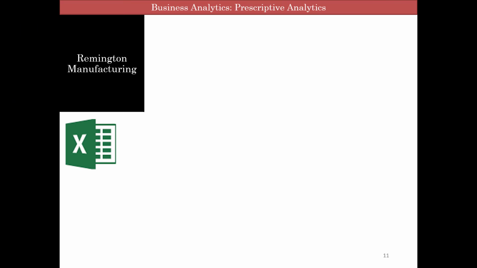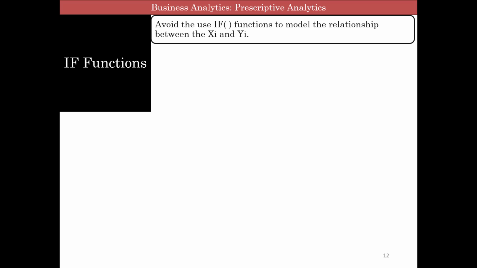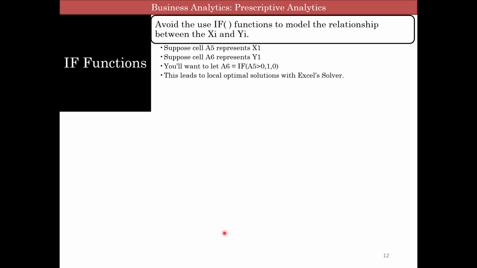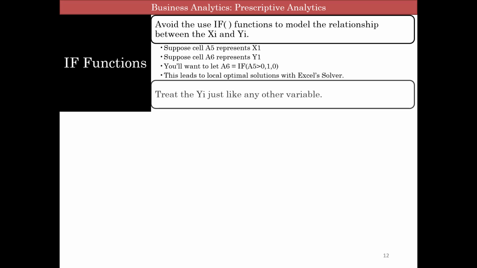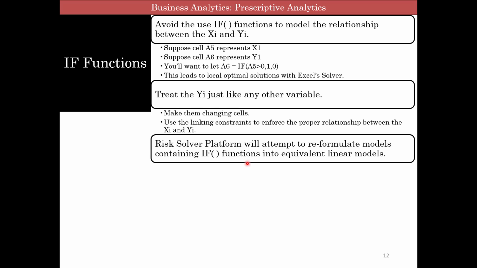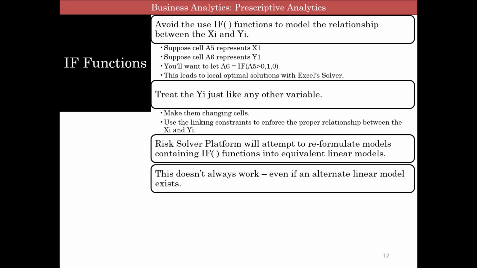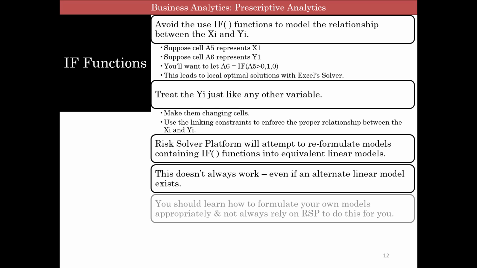Now coming back to the PowerPoint slides, we're going to look at why we should not use if functions. We could easily model the relationship between x1 and y1 by using an if function, right? If it's greater than 0, then it's a 1, otherwise it's 0. But Excel's Solver, if you use an if function, makes it nonlinear. Because of the changing cells and using linking constraints to enforce the proper relationship between x and y, Risk Solver Platform will attempt to reformulate any model containing if functions into equivalent linear models. This does not always work, even if an alternate linear model exists. So you should do it yourself and not rely on Risk Solver Platform.